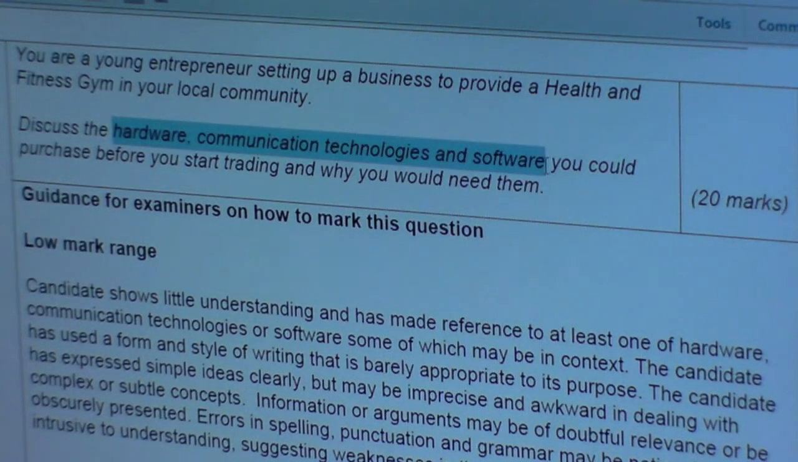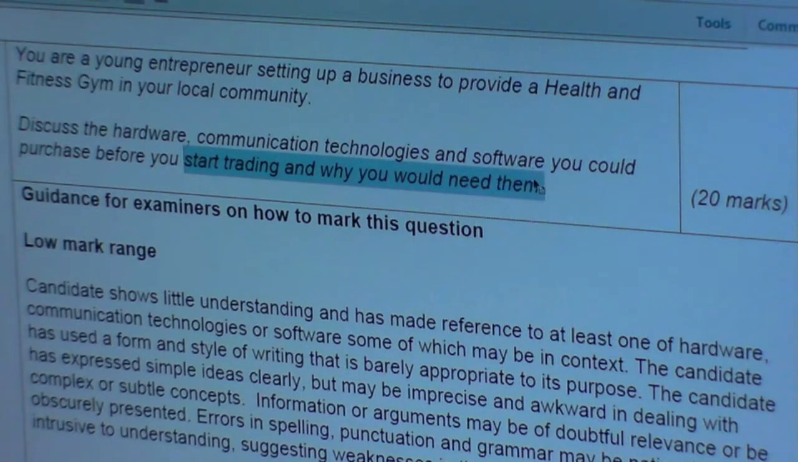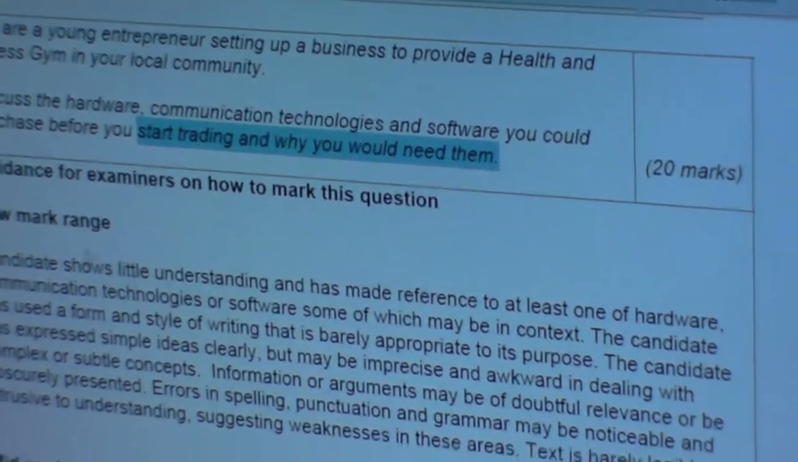Then look at what it's asking you for. So there are three parts to this question: hardware, communication technologies and software. And as with any essay question, it's asking us to discuss. So which ones we'd need before we start trading and why you would need them. Okay, so that's important, why we would need to buy before we started setting up our gym. So what we'd do, read the essay, perhaps read it twice, and then we'd start off at the top here.